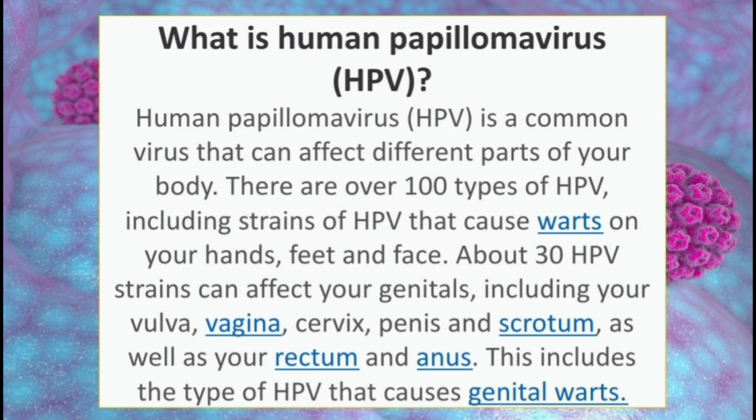What is human papillomavirus? Human papillomavirus is a common virus that can affect different parts of your body. There are over 100 types of HPV, including strains of HPV that cause warts on your hands, feet, and face. About 30 HPV strains can affect your genitals, including your vulva, vagina, cervix, penis, and scrotum, as well as your rectum and anus. This includes the type of HPV that causes genital warts.